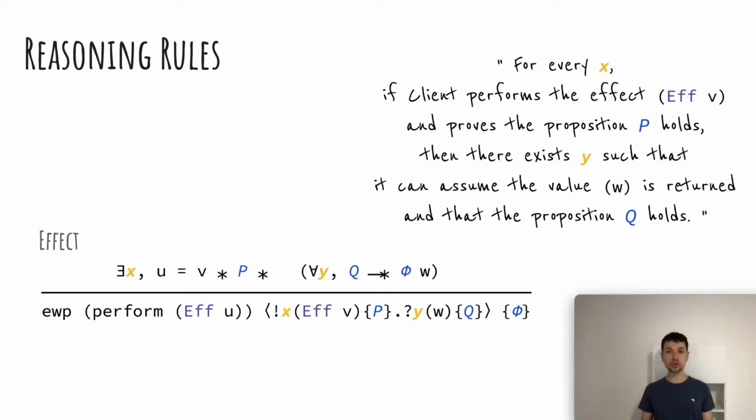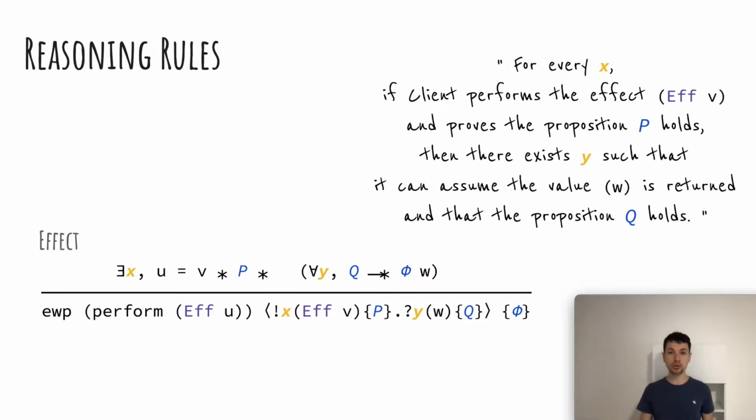Another reasoning rule is the rule effect, and it says that if we perform an effect under the explicit writing of a protocol, we must agree on the arguments and we must prove that the proposition P holds. Moreover, we must prove that under the assumption of the proposition Q, we are able to continue.